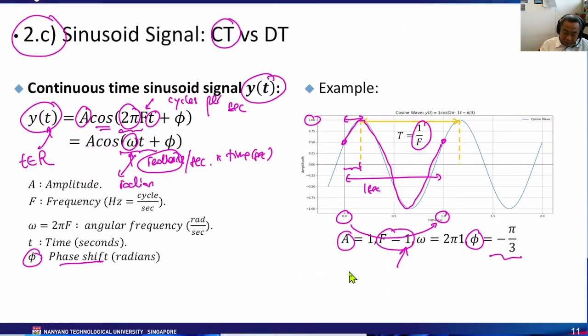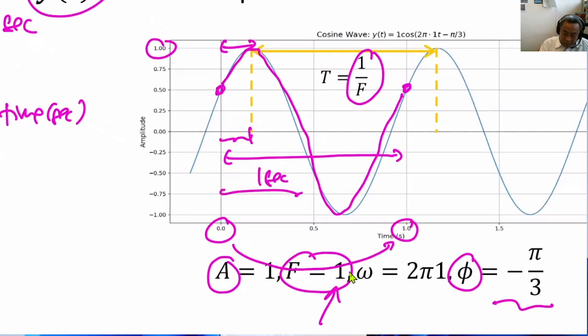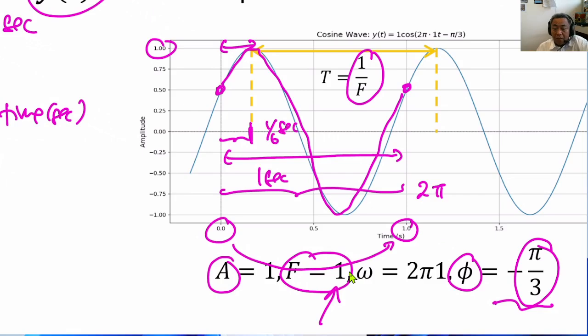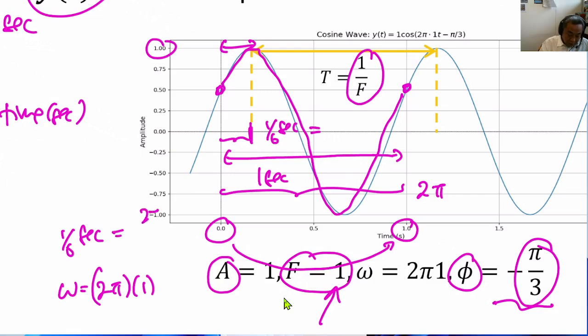In this particular example, in 1 second we are shifting by one cycle. One cycle is 2 pi. So when we shift by pi by 3, you are actually shifting by 1/6 of a second. So here, you can check that it is 1/6 of a second. And 1/6 of a second, with omega equal to 2 pi by 1, is equivalent to 2 pi divided by 6, which is equal to pi over 3 radians.